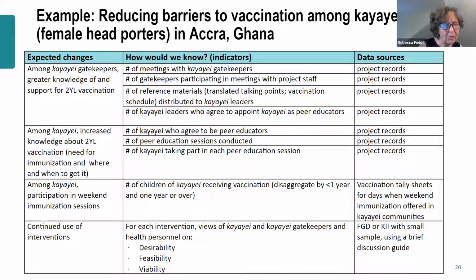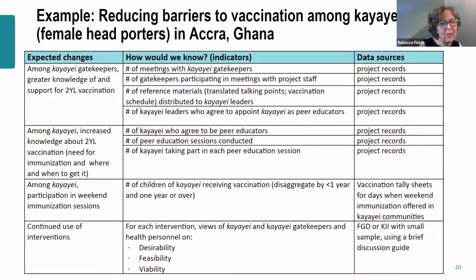So first we thought in terms of, well, what is the change that we are expecting to see? And you'll recall that Wendy spoke that the Kayaye do not speak the same language as most other people in Accra, because they come from a different part of the country. And also they have male gatekeepers who kind of control what they do. Wendy described that it was essential to work through those male gatekeepers to gain access to the Kayaye themselves. So that meant needing to think about the Kayaye gatekeepers as well as the Kayaye.